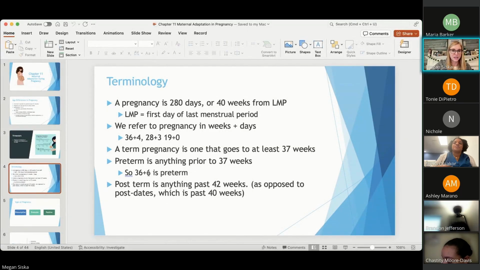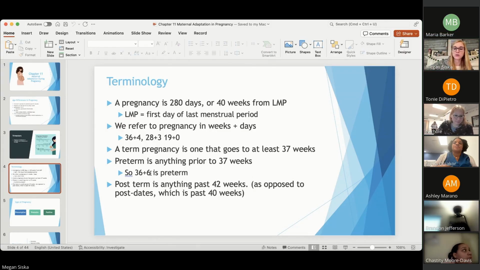So 36 plus 6 is preterm. So if you go into the hospital at 11:59 and you're 36 plus 6 and that baby comes out at 11:59, that is a preterm baby. If it would have waited 1 more minute, it would have been a term baby, as crazy as that sounds. But we've got to have something to differentiate. So I know that seems silly.